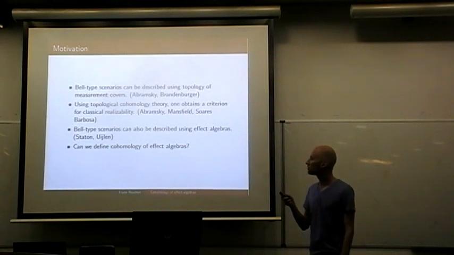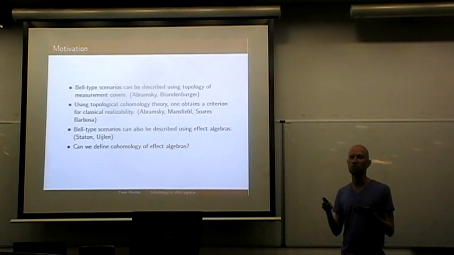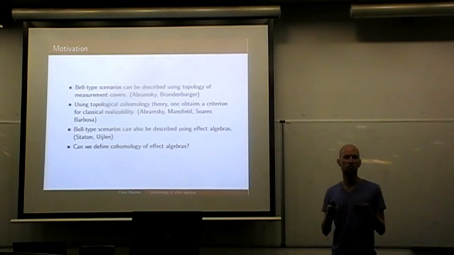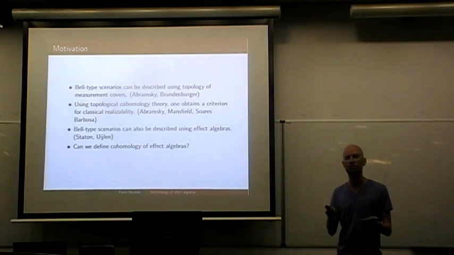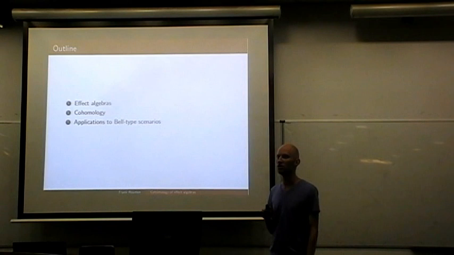Another model that has recently been considered by Sam Staden and Sander Uyden is the model of effect algebras. They show that in the world of effect algebras, you can also give a characterization of whether something is classically realizable or not. So now we can wonder, can we also define cohomology of effect algebras, in such a way that we also obtain a cohomological criterion for realizability? That's what we will try to do in this talk.